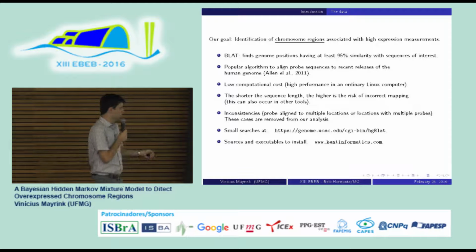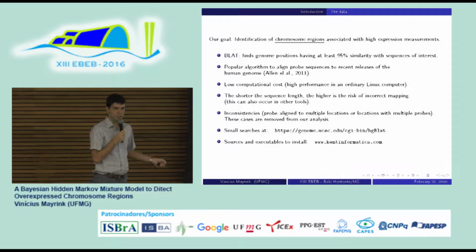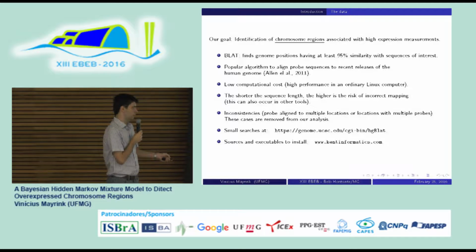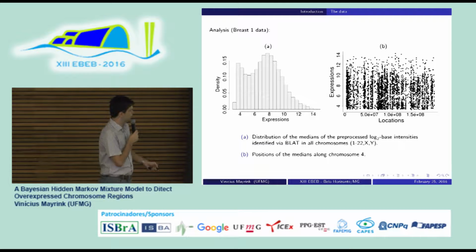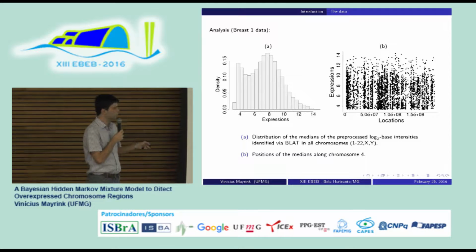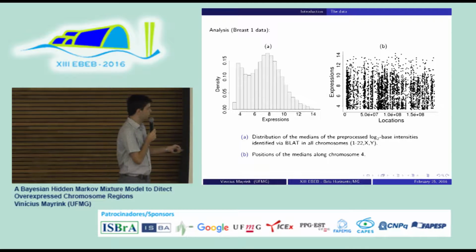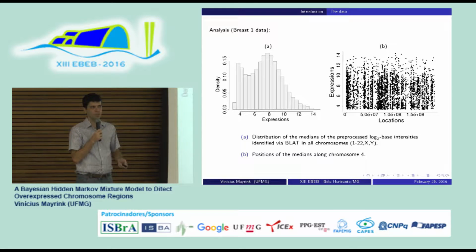Okay? So you can check BLAT online for small searches at this address, and also you can download and install it in your computer through this website. Well, the resolution is not very good. So I have here a histogram. I'm not sure if you can see, but basically we have a histogram displaying a skewed shape and multimodal. And we are very interested in what happens in the right tail of the histogram, where the overexpressed values are located.